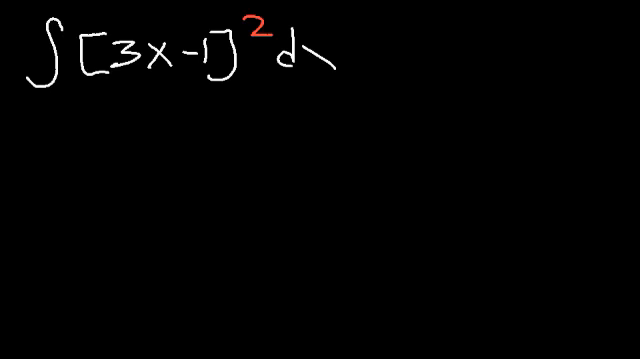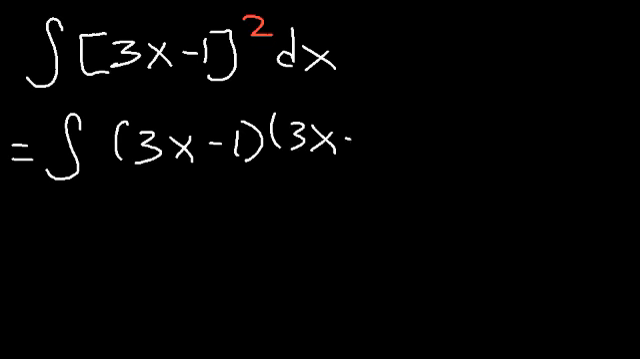Now what about this one? What's the antiderivative of (3x - 1)² dx? What would you do in this problem? The best thing to do is to FOIL this expression. (3x - 1)² is (3x - 1) times (3x - 1).